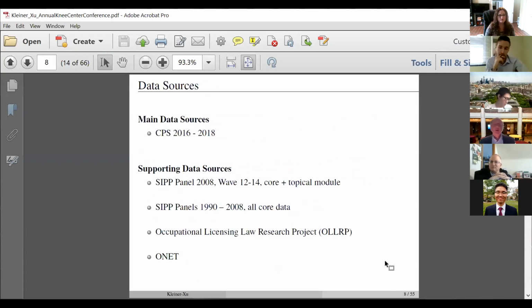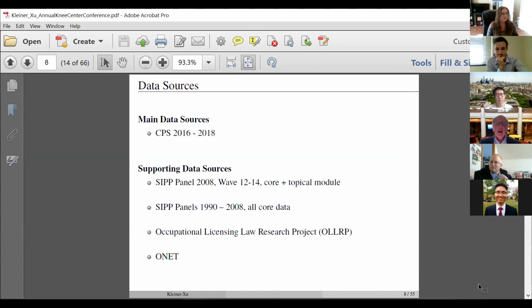Our major data sources are starting in 2016 through 2018. We use the CPS and the CPS definition of licensing. We also do some robustness tests on the Survey of Income and Program Participation. We use the 2008 wave, so we are able to get some of the dynamics, which we looked at in an earlier paper with Maury Gittleman and Mark Glee, to look at some of the transitions and changes of individuals who are licensed. And we look at other SIPP panels from 1990 to 2008.